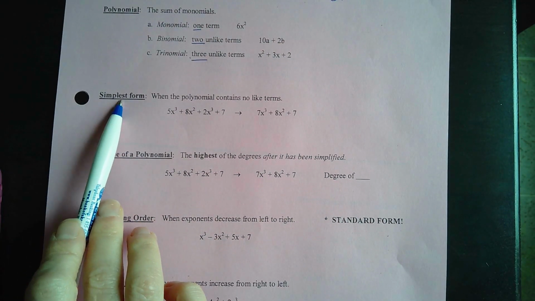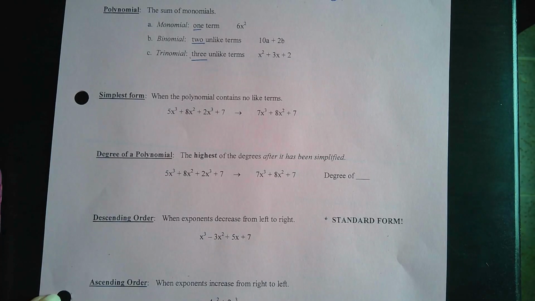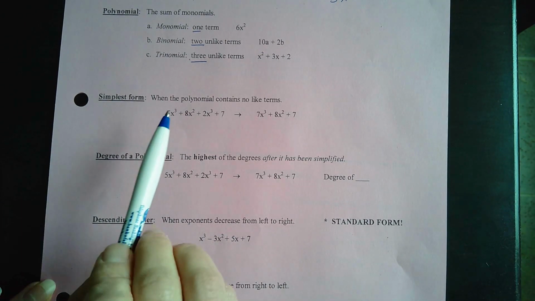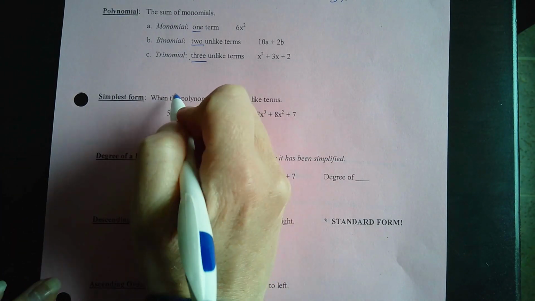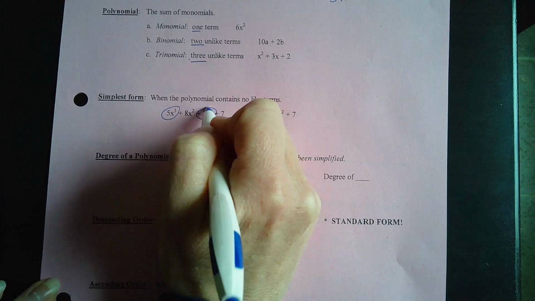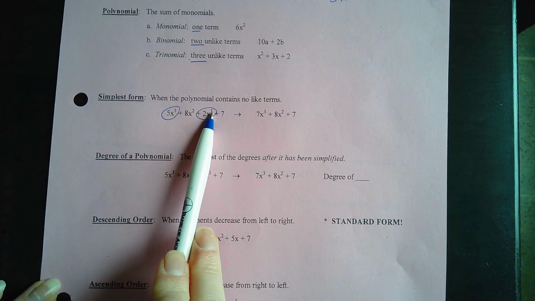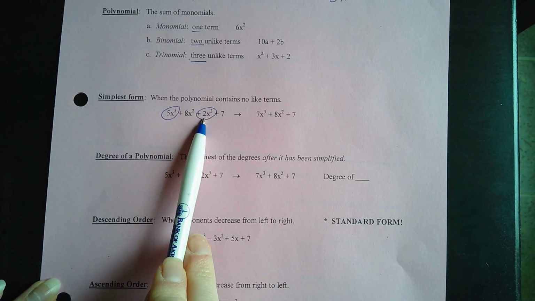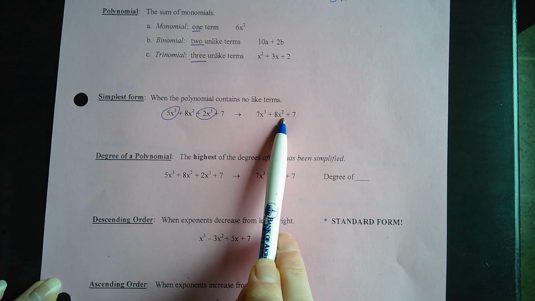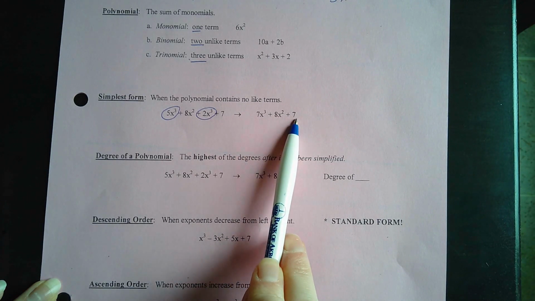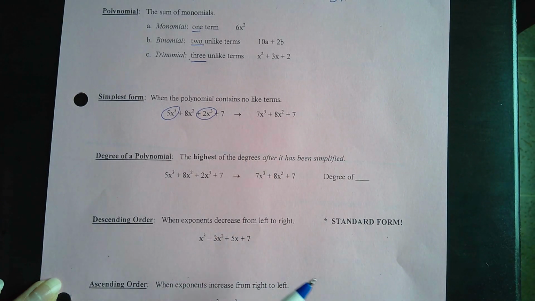We need to know what simplest form means. Simplest form is when your polynomial contains no like terms. Everything that can be combined and added or subtracted together is already done. If we look at this one, there's 4 terms. 1, 2, 3, 4. These 2 terms here are like terms because they both have an exponent of 3. So those 2 terms can be combined. 5x to the third plus 2x to the third is our 7x to the third. Now we have a polynomial in simplest form because all 3 terms that are left are unlike and cannot be combined any further.